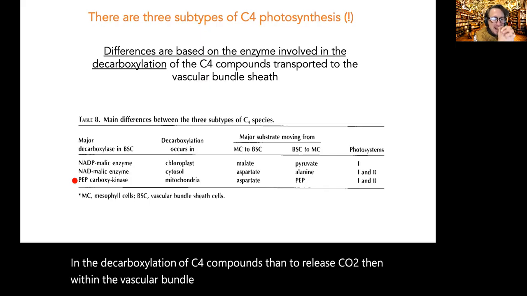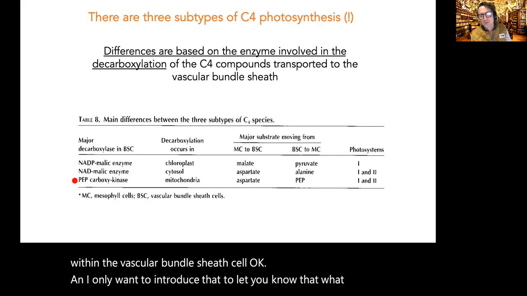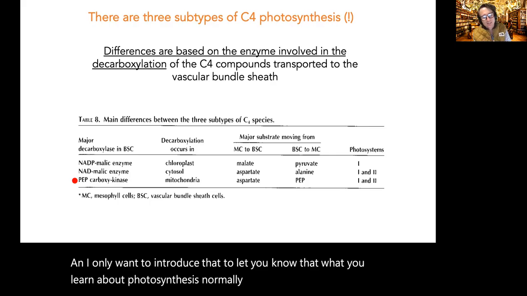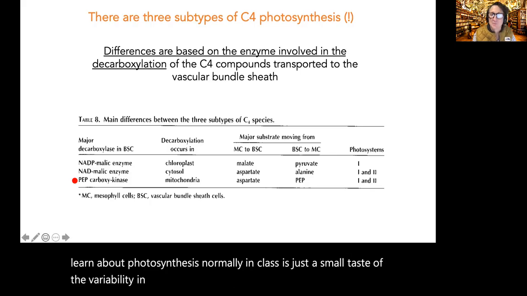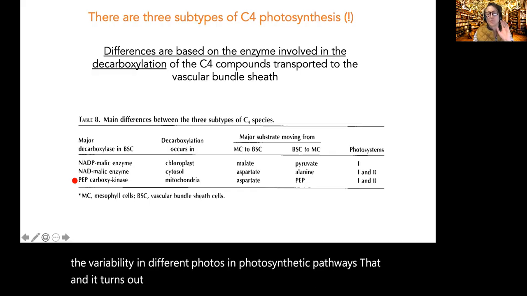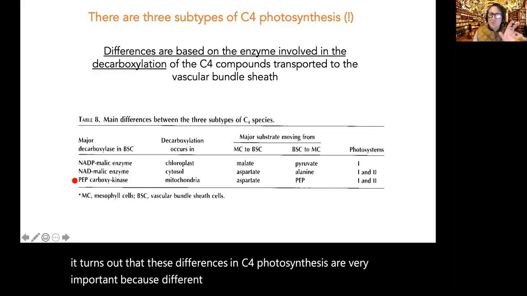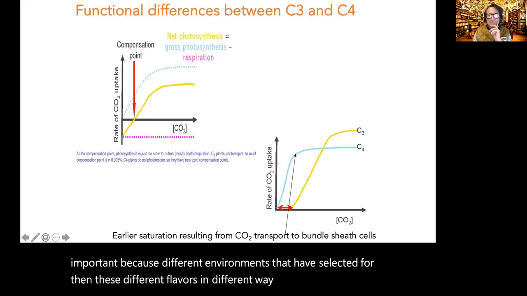Okay. And I only want to introduce that to let you know that what you normally learn about photosynthesis in class is just a small taste of the variability in different photosynthetic pathways. These differences in C4 photosynthesis are very important because different environments have selected for these different flavors in C4 plants.